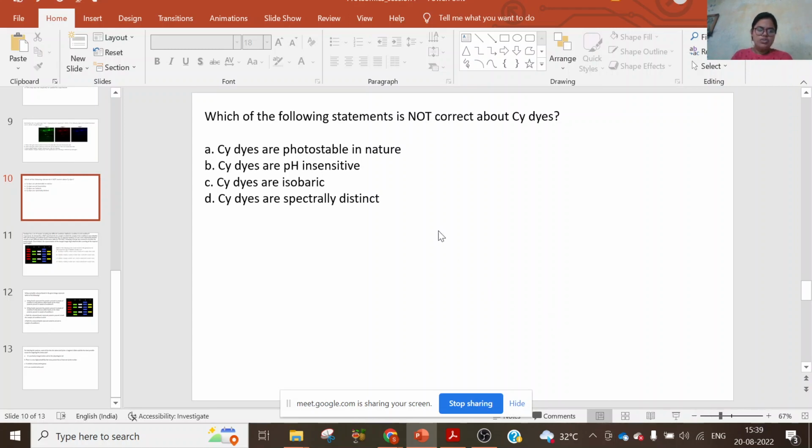Cy dyes are isobaric. So if you have gone through lecture 2 of the week 4 content, Cy dyes are photostable, they are also pH insensitive, and they are spectrally distinct. Okay, but they are not isobaric. So the correct option is option C. Cy dyes are not isobaric. Now coming to another question.